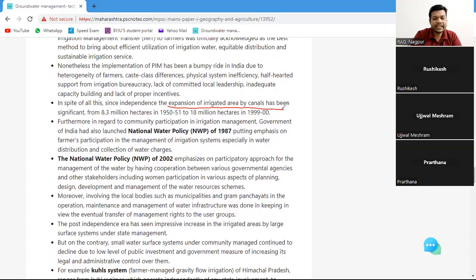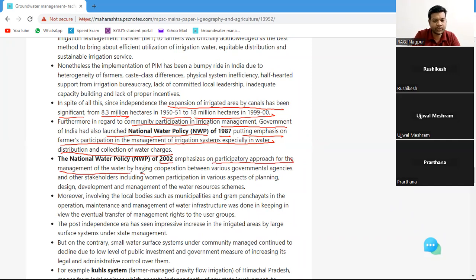Since independence, the expansion of irrigated area by canals has been significant, from 8.3 million hectares to 18 million hectares in 1999. In regard to community participation in irrigation management, the Government of India launched the National Water Policy in 1987, putting emphasis on farmers' participation in the management of irrigation systems, especially in water distribution and collection of water charges. The National Water Policy of 2002 emphasizes a participatory approach for the management of water, with cooperation between various government agencies and other stakeholders, including women's participation in planning, design, development, and management of water resources.